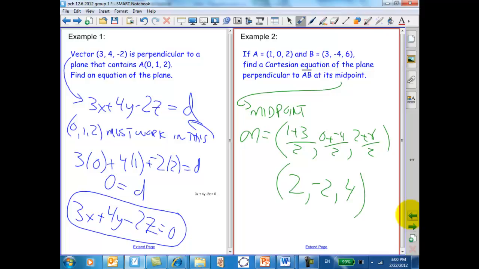Can I just factor out a 2 there? Why would you? That would be a different point, right? That would no longer be the midpoint. And we want to make sure we go through that point. Not through 1, -1, 2. We want to go through that point.